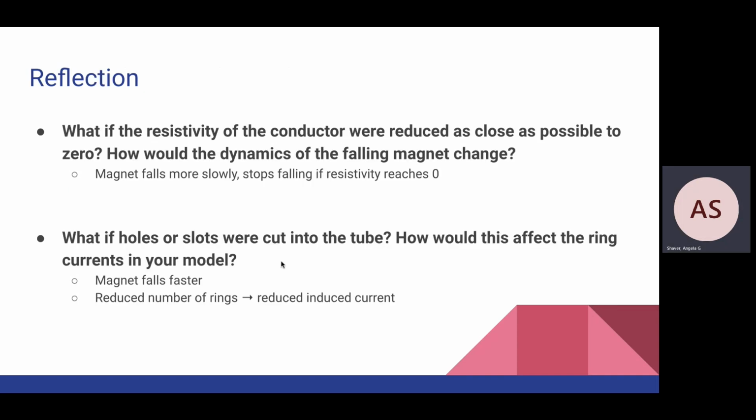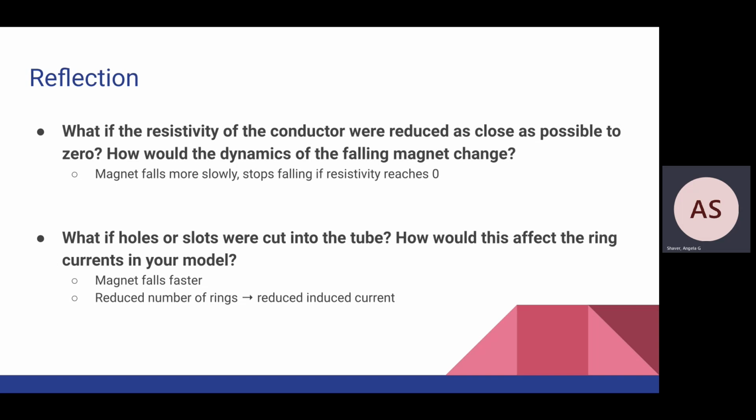So what if the resistivity of the conductor were reduced as close as possible to 0, and how would the dynamics of the falling magnet change? With reduced resistivity, the magnet would fall more slowly, and if the resistivity reached zero, it would stop falling completely because the magnetic force would overrule the gravitational force.